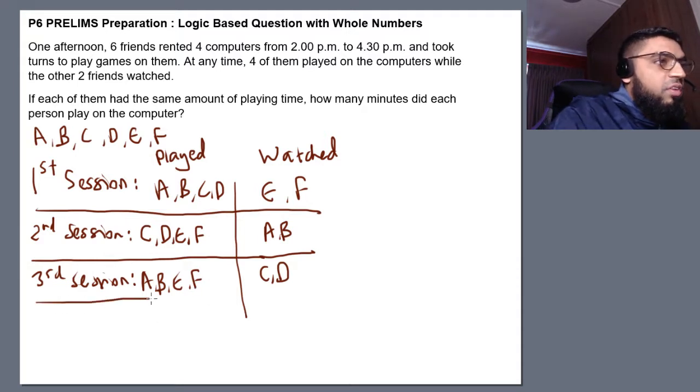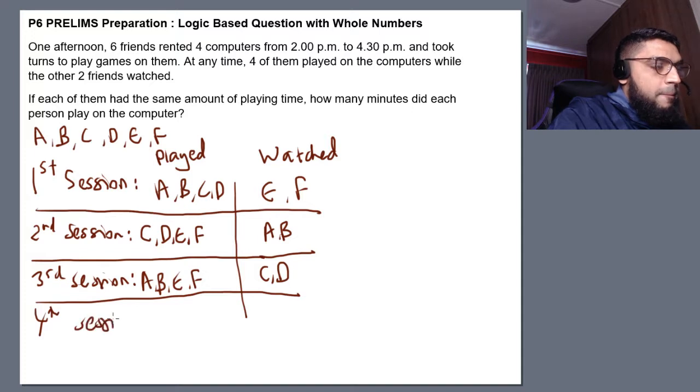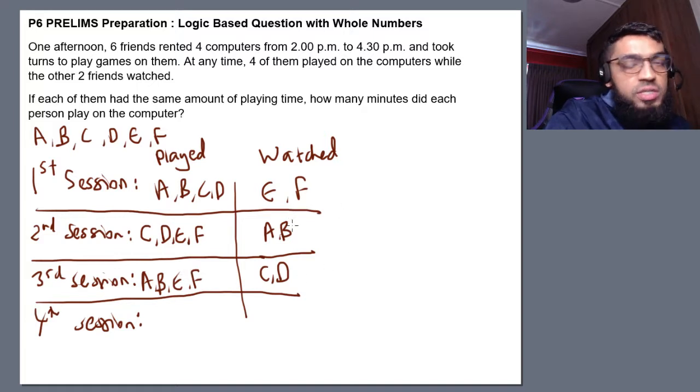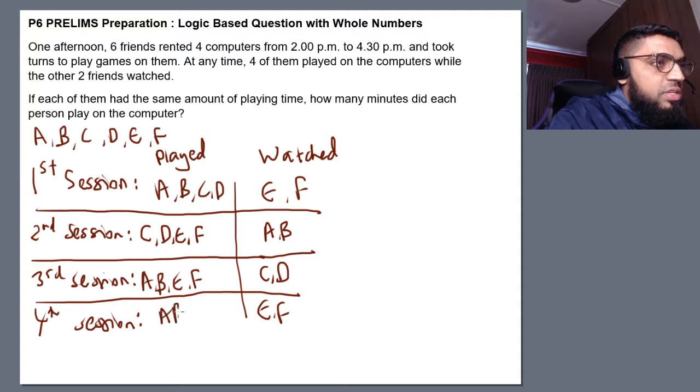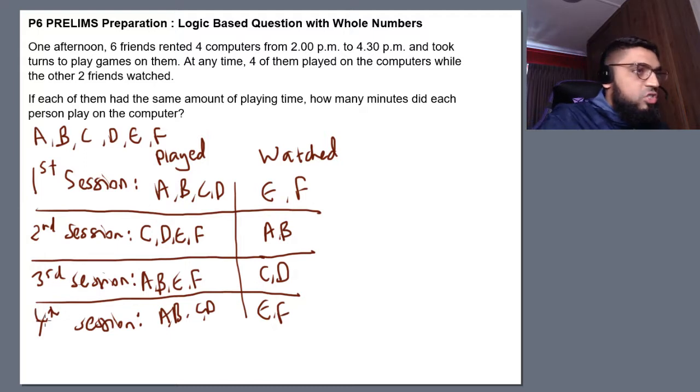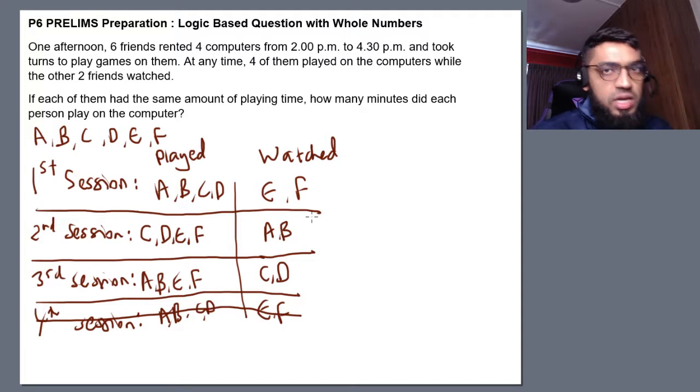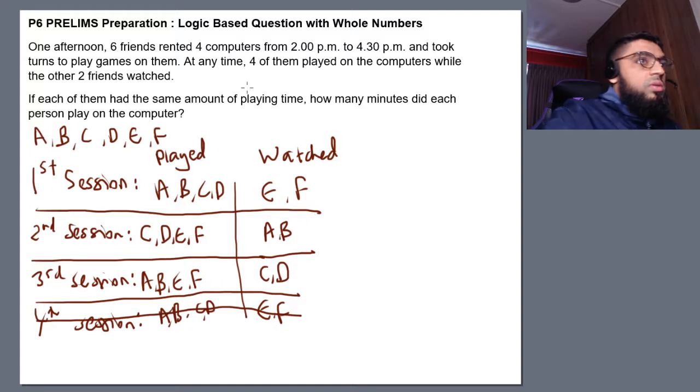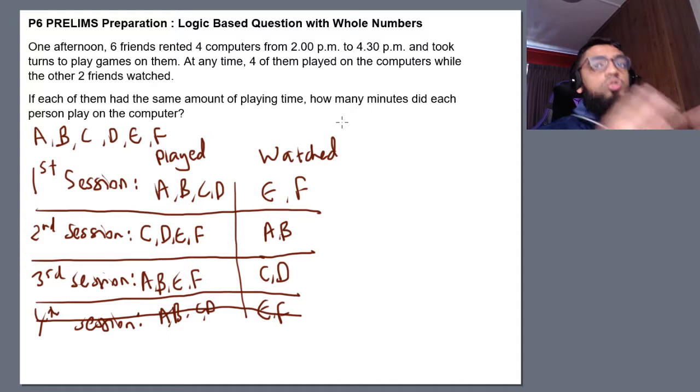Then in the fourth session, if you realize, we go back to the first session again, whereby E and F will wait and A, B, C, D will play. So this fourth session is not needed because it is exactly the same as the first session. What this tells us is that there are 3 sessions being played on the computer. Why 3 sessions? Because in each of the sessions they take turns to watch.